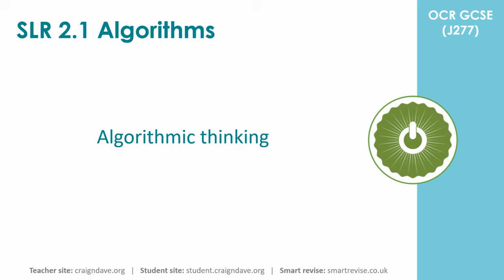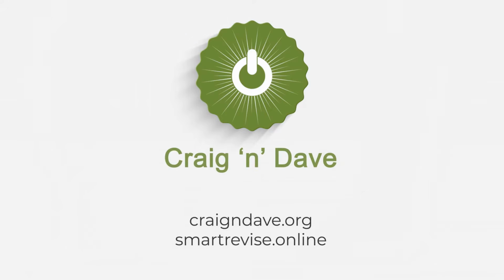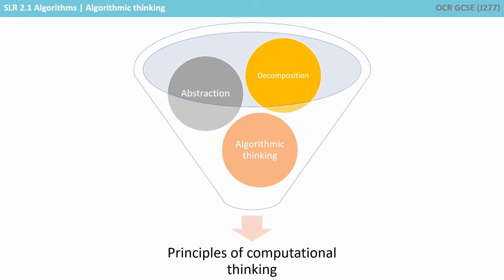In this video, we combine what we've learnt about abstraction and problem decomposition to consider algorithmic thinking. Algorithmic thinking, along with abstraction and decomposition, is one of the three principles of computational thinking which you need to be aware of at GCSE.